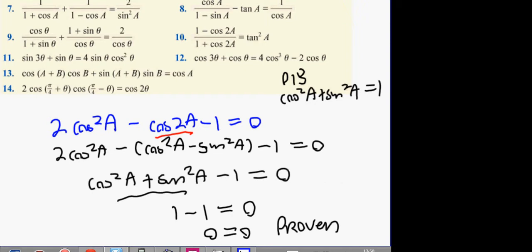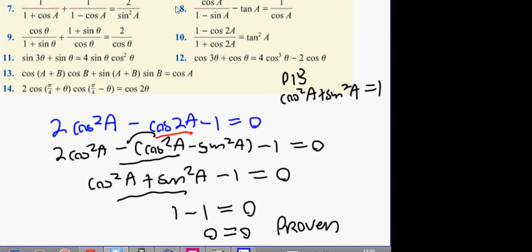Let's try another one. So every answer you get, you put it into another formula, replacing it as opposed to actually putting something in. Yes. How did you get rid of the 2 cos squared a again? 2 cos squared a minus 1 cos squared a, which is located here. Oh, I get your cos squared a.